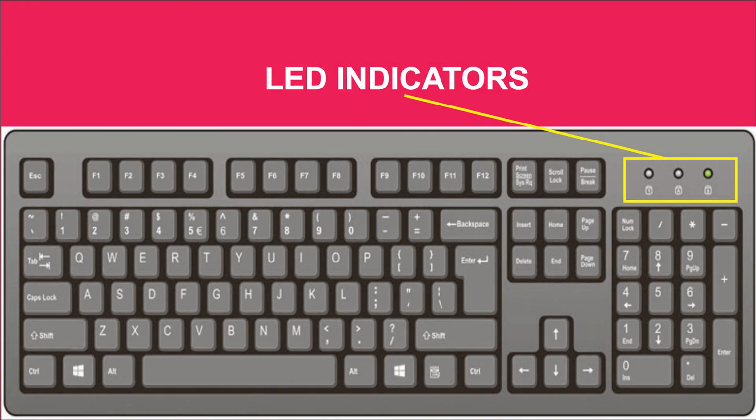And towards the top right portion, we have three LEDs. The first one we have is num lock. What is the meaning of num lock? Basically, num lock is used to enable the numeric pad. If I don't want the numeric pad, I can put it off by pressing num lock. The LED will not glow. When num lock is activated, we can type using the numbers. The moment you press num lock key, the LED light of num lock will glow. That means you can use the numeric pad.